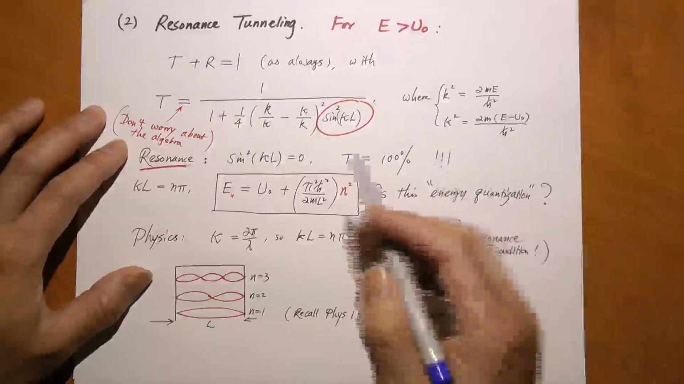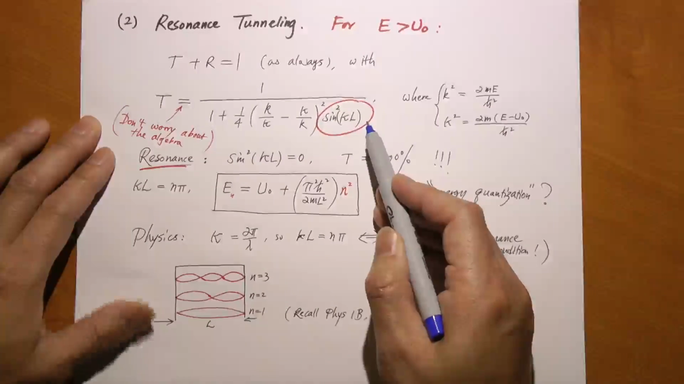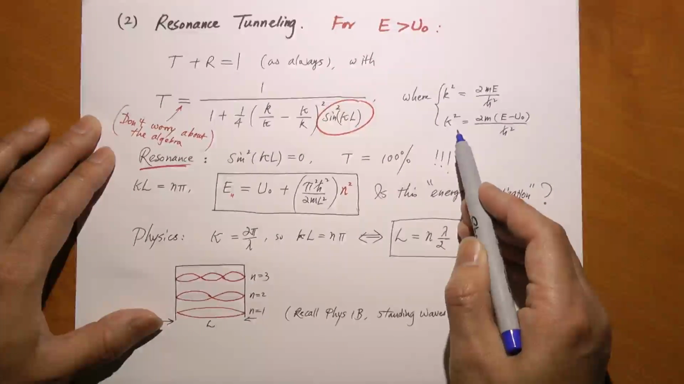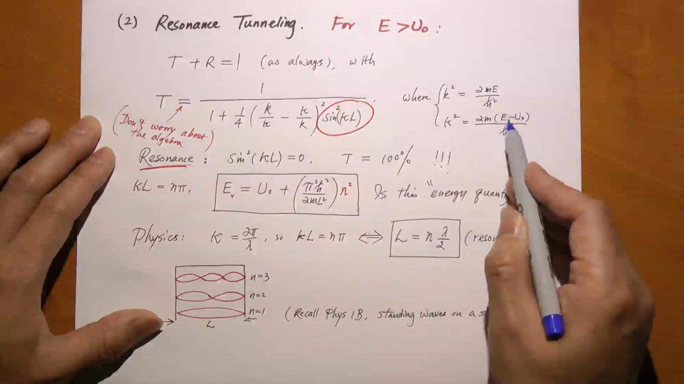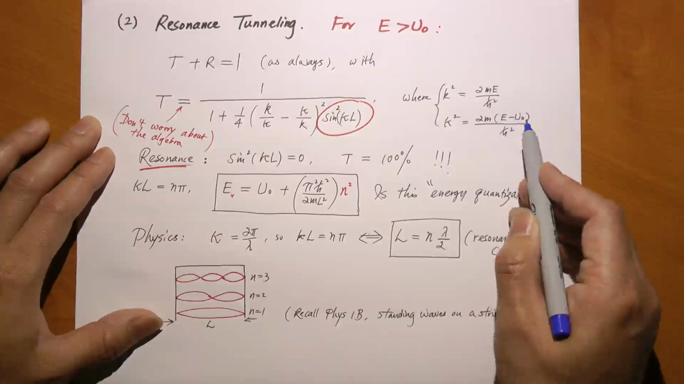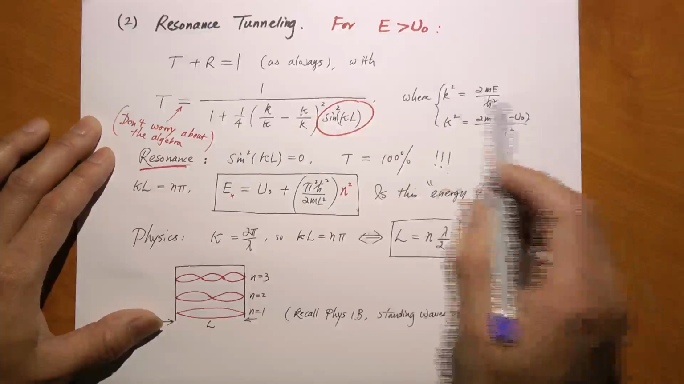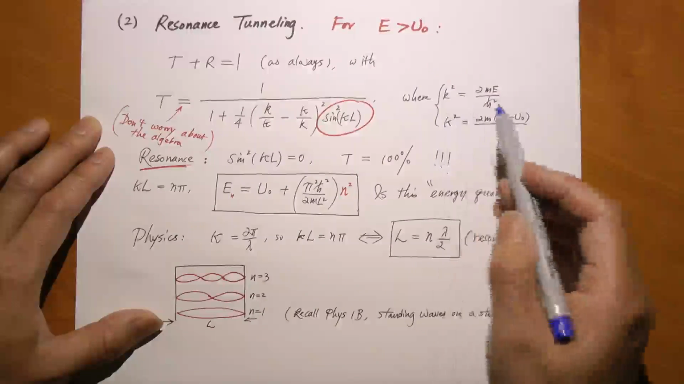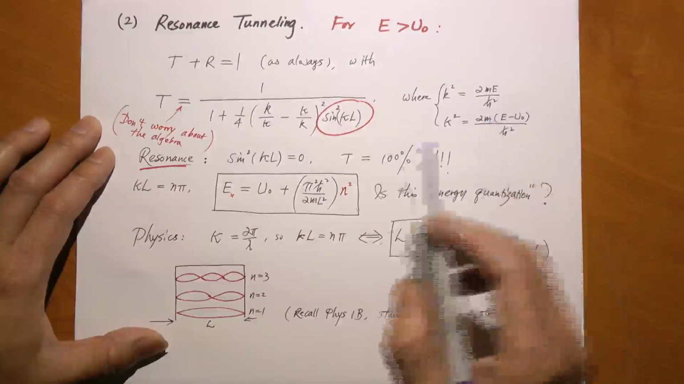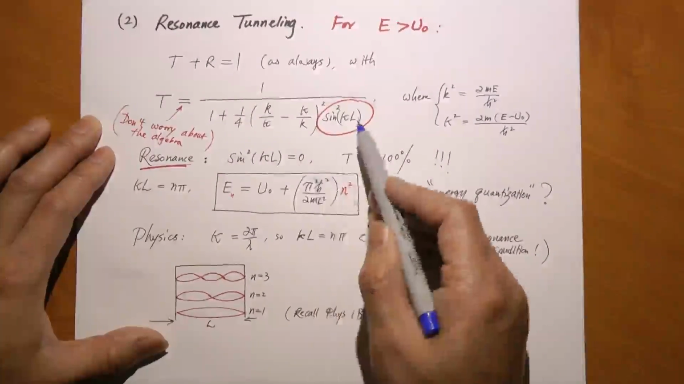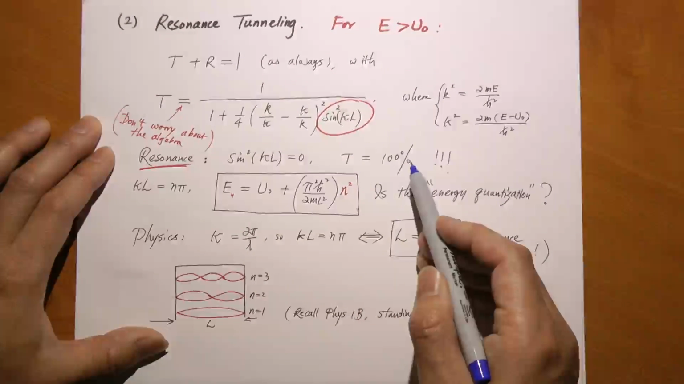Now, when does that happen? Well, we know what K is, we know what kappa is. In this case, I have to write E ahead of U naught, not U naught ahead of E, because again, E is greater than U naught, all right? That's the case when you have resonance tunneling. So resonance happens when the sine squared equals 0. That's from math, when T equals 100%.